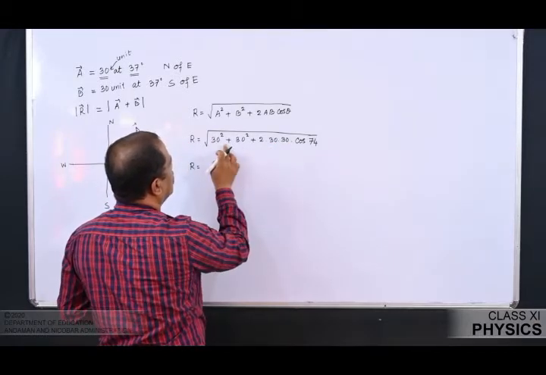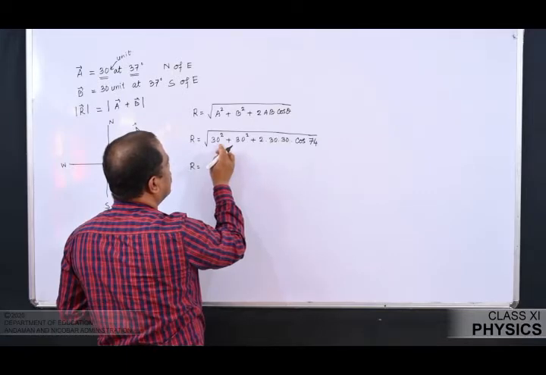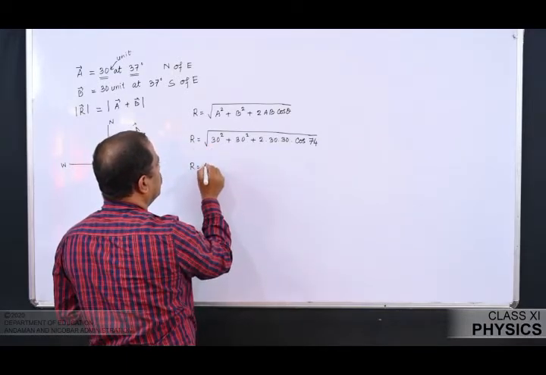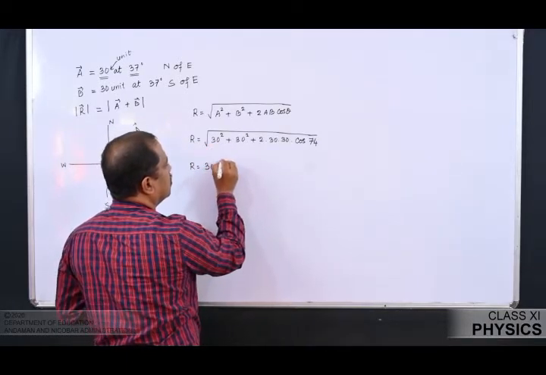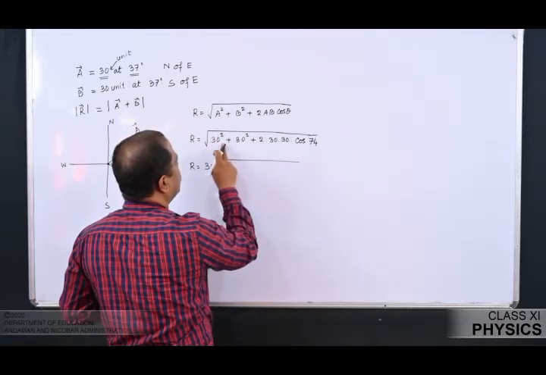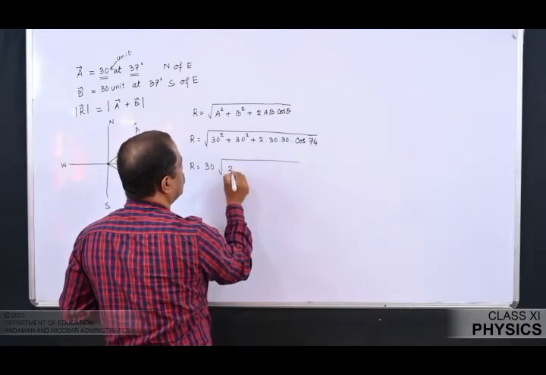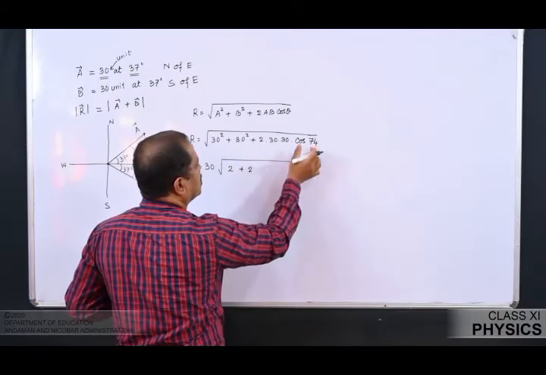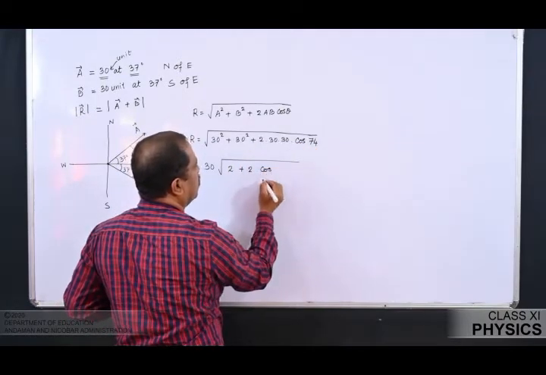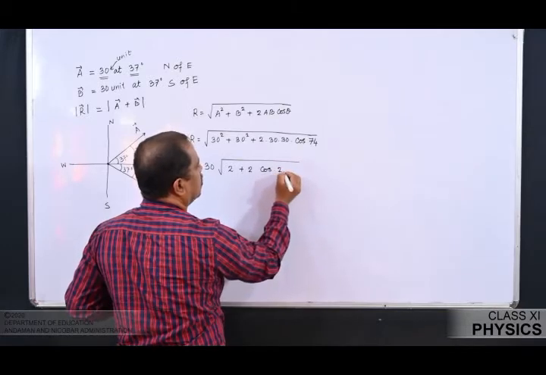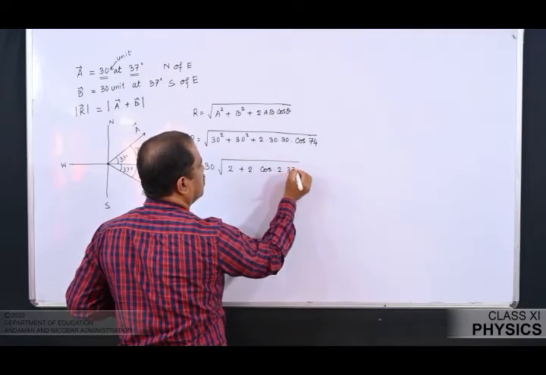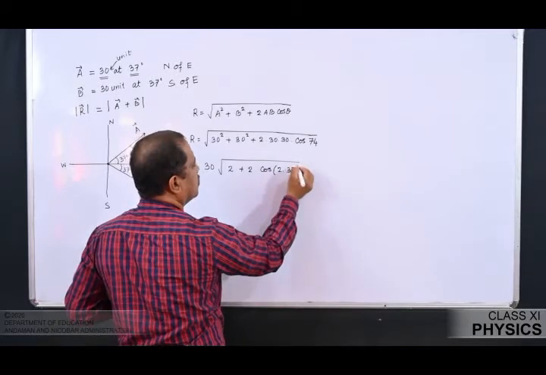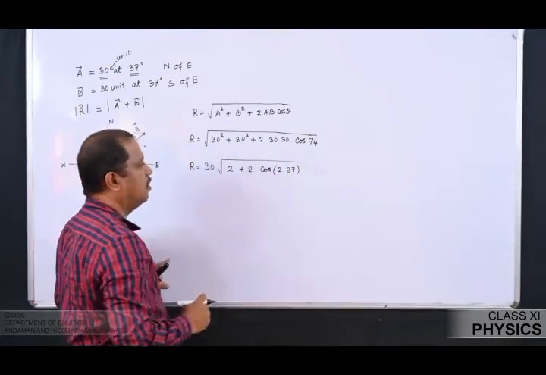I can take common out. So 30 square taking out of square root is going to give me 30. Then I will be left with 1 plus 1, which will be equal to 2, plus 2 cos 74. I am going to write cos 2 times 37. This way I am going to write cos 2 theta.